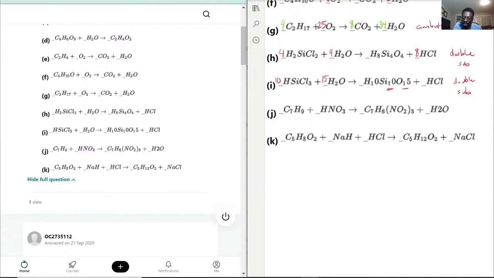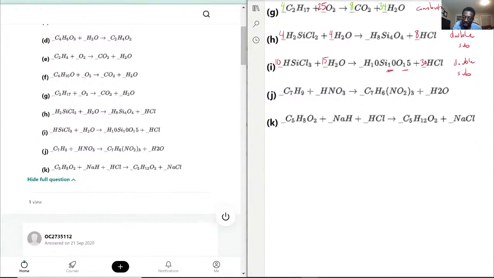So 10, 3, that's 30. So with that logic, we should have 30 plus 10. We should have 40 in total of hydrogens. So 15 times 2, yep, 30 plus 10, 40. So this works. 15, 15, 1, and 30.